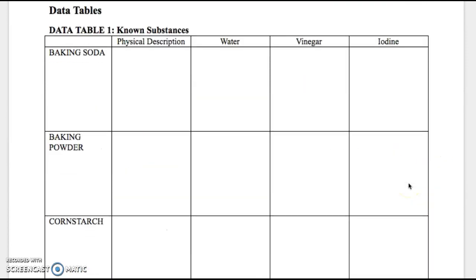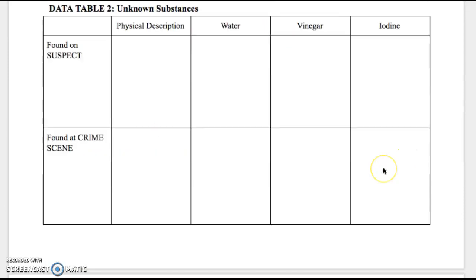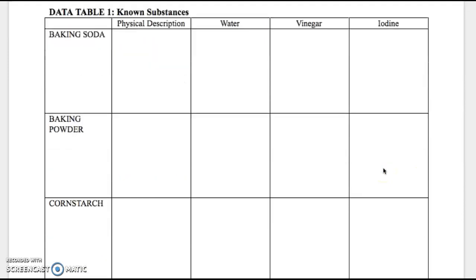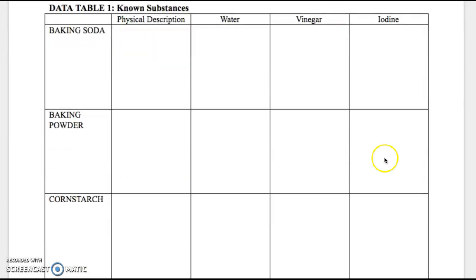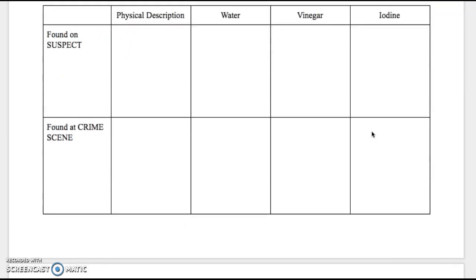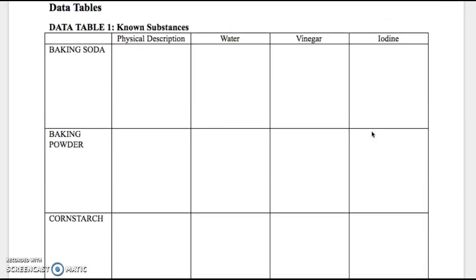Okay, now in this data table, you should have all of these boxes filled in already from the lab. If you don't, you need to see somebody in your group to make sure that you can copy those things down. You cannot copy anything after this page. Your answers should look different than your partner's answers. If they don't, you will get a 0.